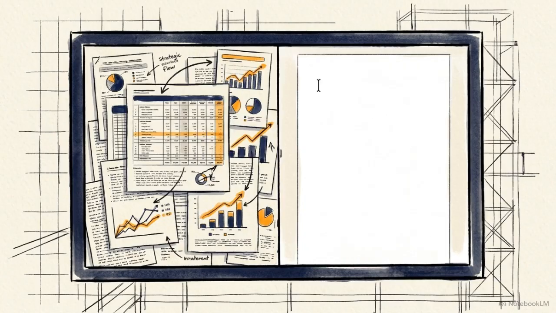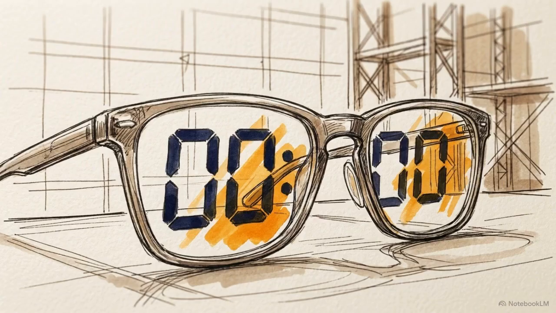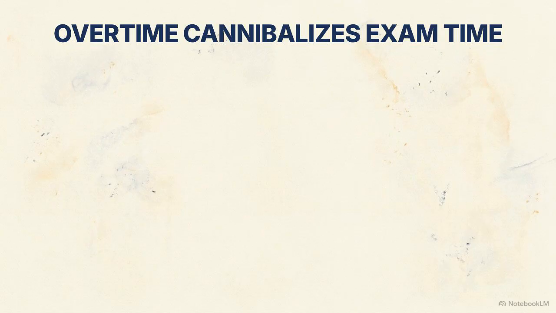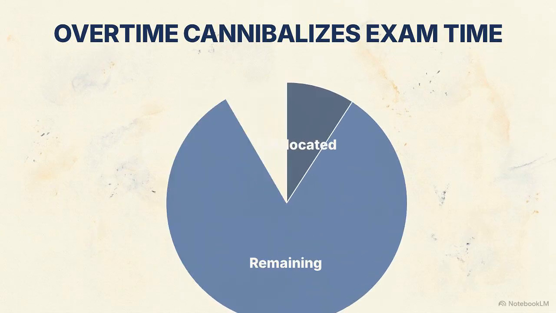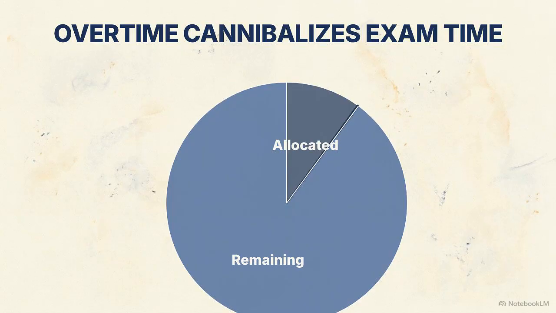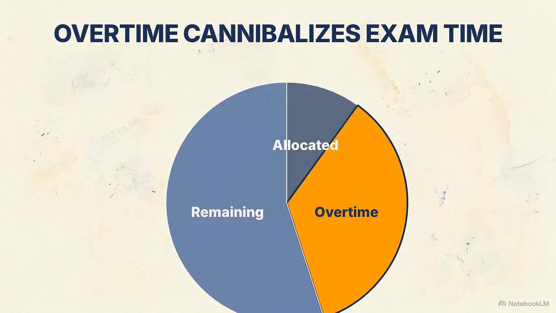This mock interface shows your exact operating environment. You have your exhibit window locked on the left and a blank word processor on the right. Before you read a single word of the scenario, you have a strict mathematical limit to enforce. You get exactly 1.95 minutes for every available mark. Go over that, and you cannibalize the rest of your exam.